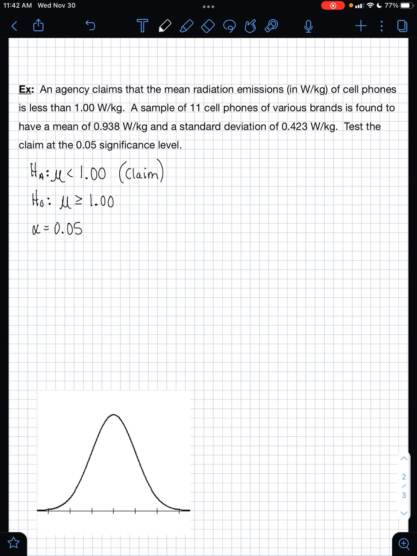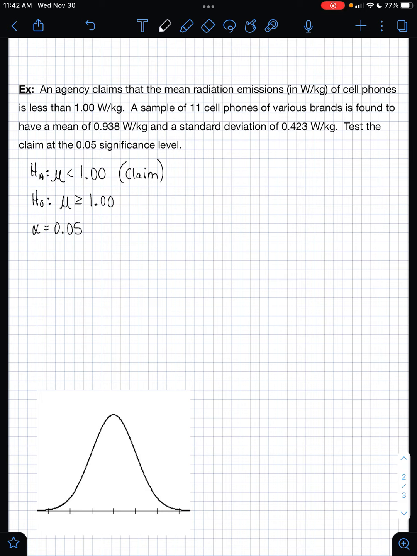Remember, alpha, the significance level, is the probability of making a type 1 error. The type 1 error is where we reject a null hypothesis that is objectively true. And we want to typically have that be a small probability. So values like 0.05 or 0.01 are typical.